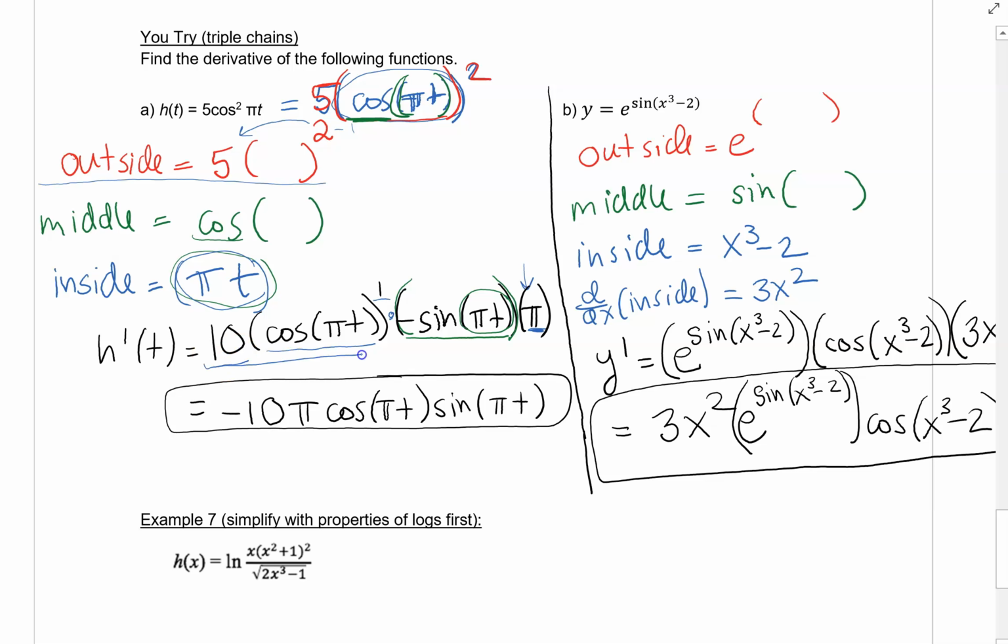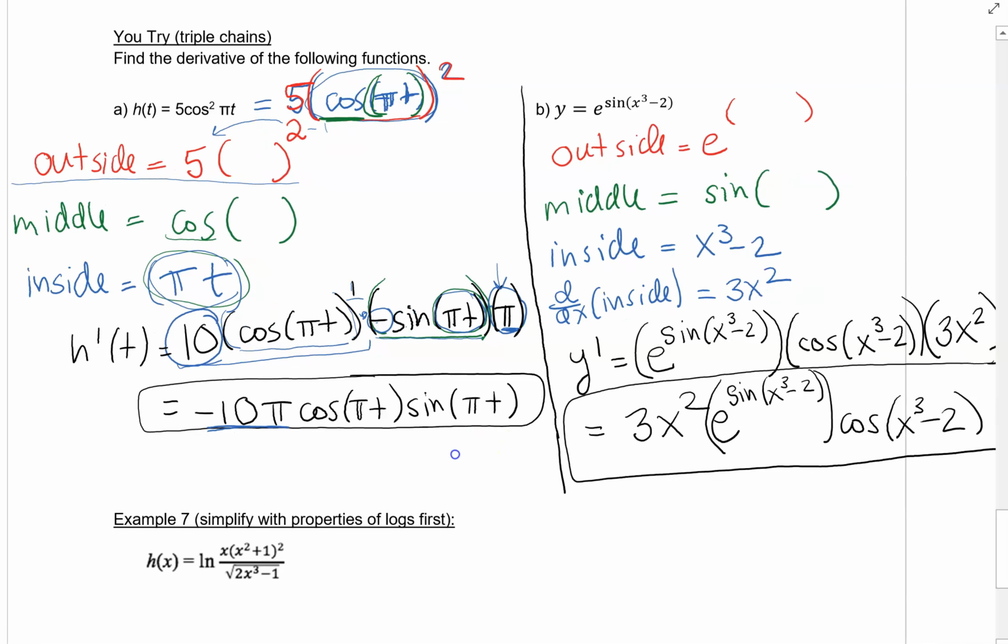So the derivative of the outer part, 10 times the blob to the first, times the derivative of the middle part, which was negative sine of the inside pi t, and then times the derivative of pi t, which is pi. And then you see we have constants 10 times negative 1 times pi. So we can put that all together in the front. The constant is negative 10 pi, and then times cosine of pi t times sine of pi t. And we can leave our answer like that for part A.